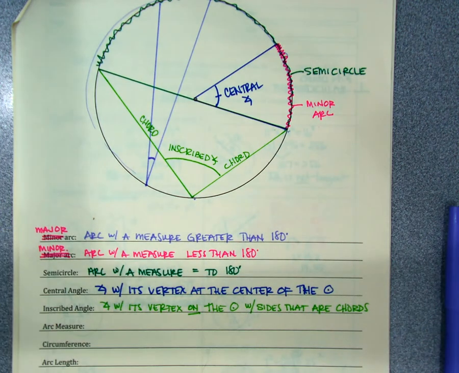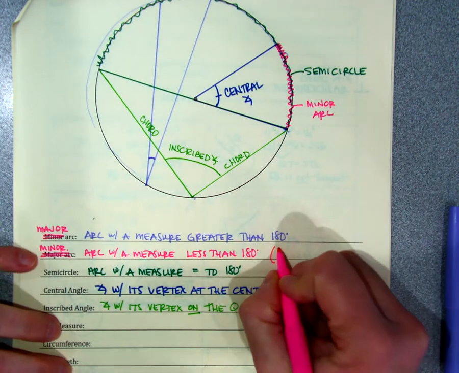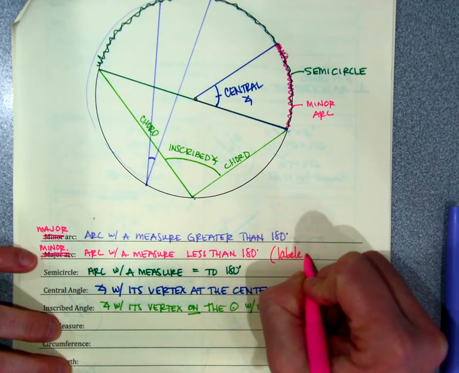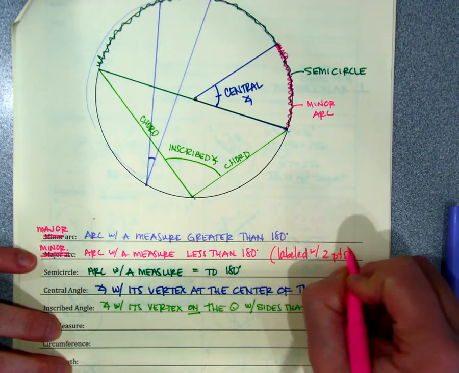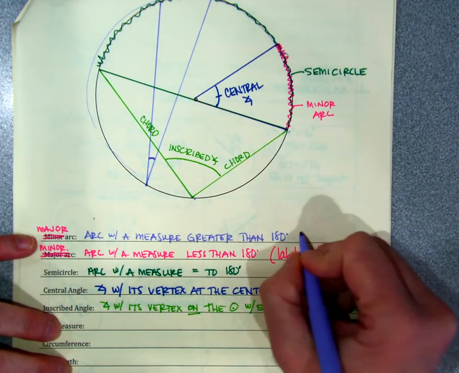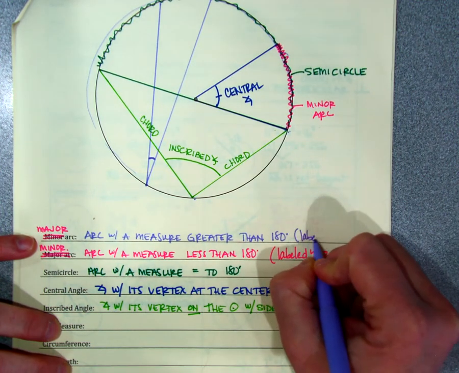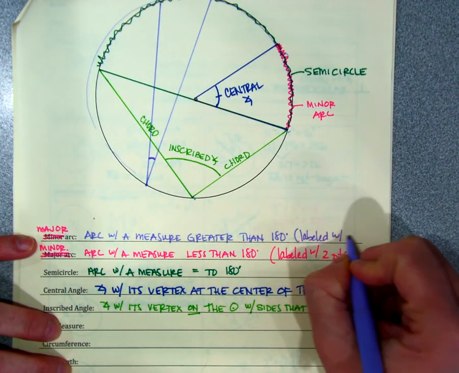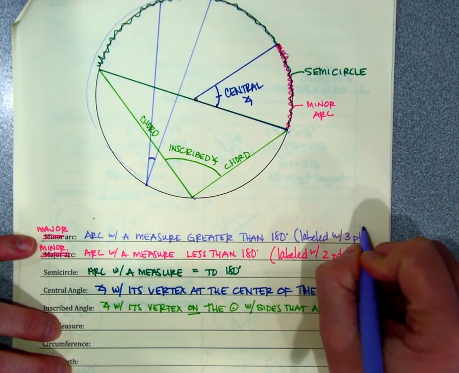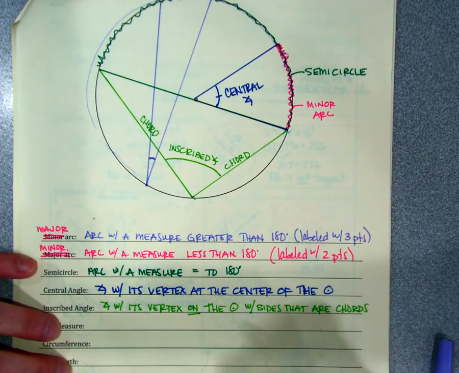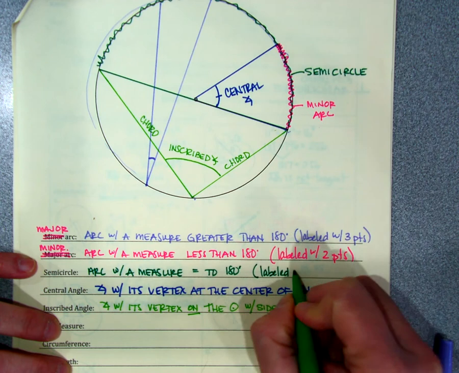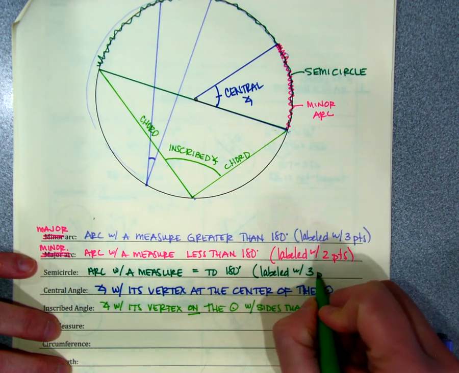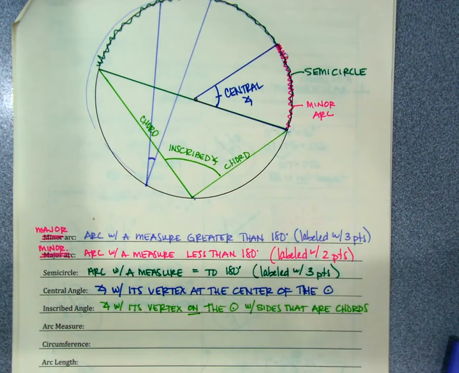I'm going to put here that a minor arc is labeled with 2 points. A major arc is labeled with 3 points, and a semicircle is labeled with 3 points. And we'll talk more about those once we hit each of those sections.